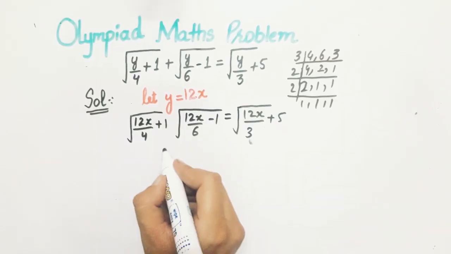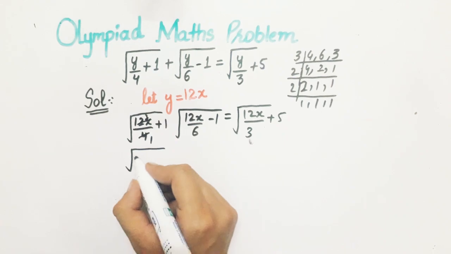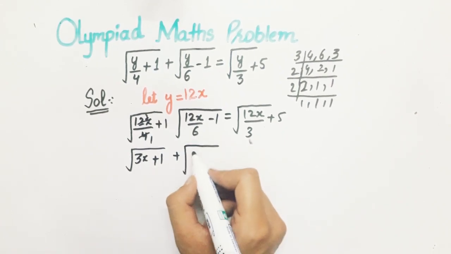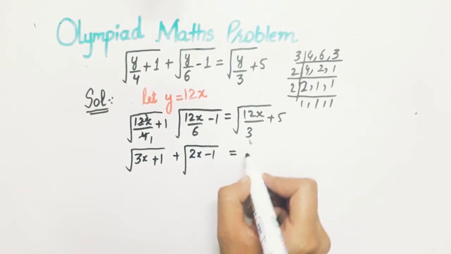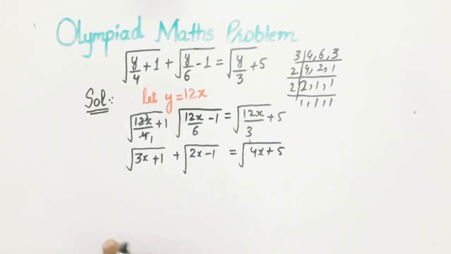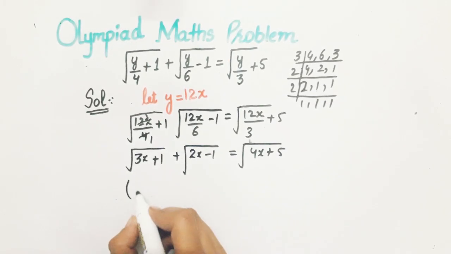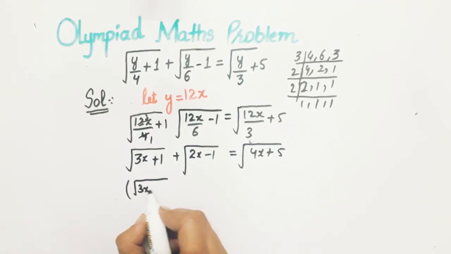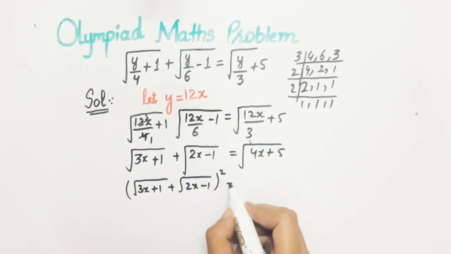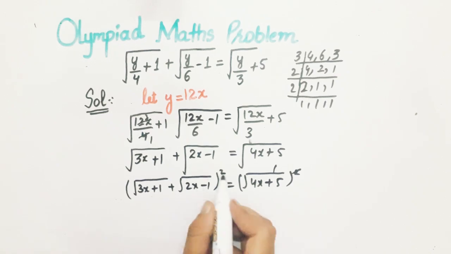It will become root of 3x plus 1, plus root of 2x minus 1, equals root of 4x plus 5. Now we will take the square on both sides. So we get (root of 3x plus 1 plus root of 2x minus 1) whole square equals (root of 4x plus 5) whole square. So this square is cancelled out by this root.